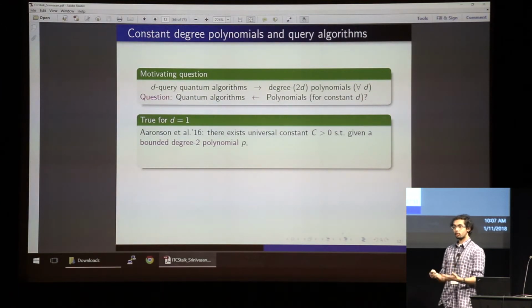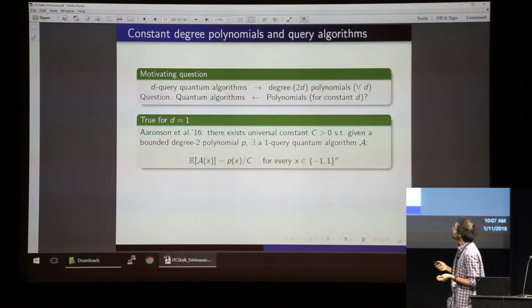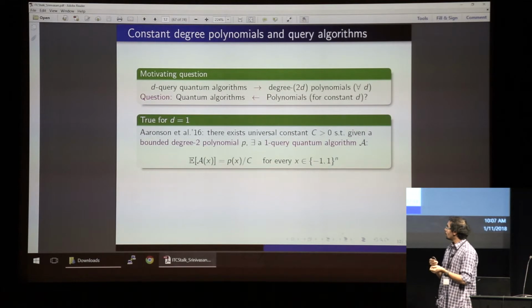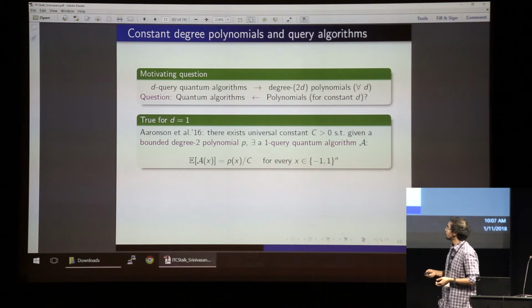There exists a universal constant C that depends on the Grothendieck constant, so that if you give me a degree 2 bounded polynomial, then there exists a one-query quantum algorithm that, on input x, returns a sign plus or minus 1. And the expected value of this sign is equal to the polynomial evaluated on x divided by this universal constant C. This was an extremely long proof, and the first contribution in this paper was that we gave a simple one-slide proof of this, but I'm not going to talk about the proof.